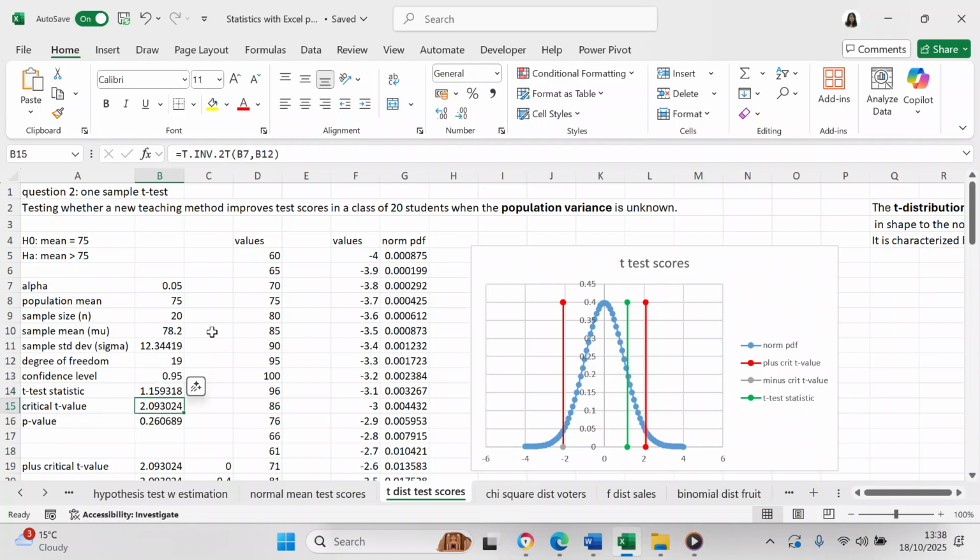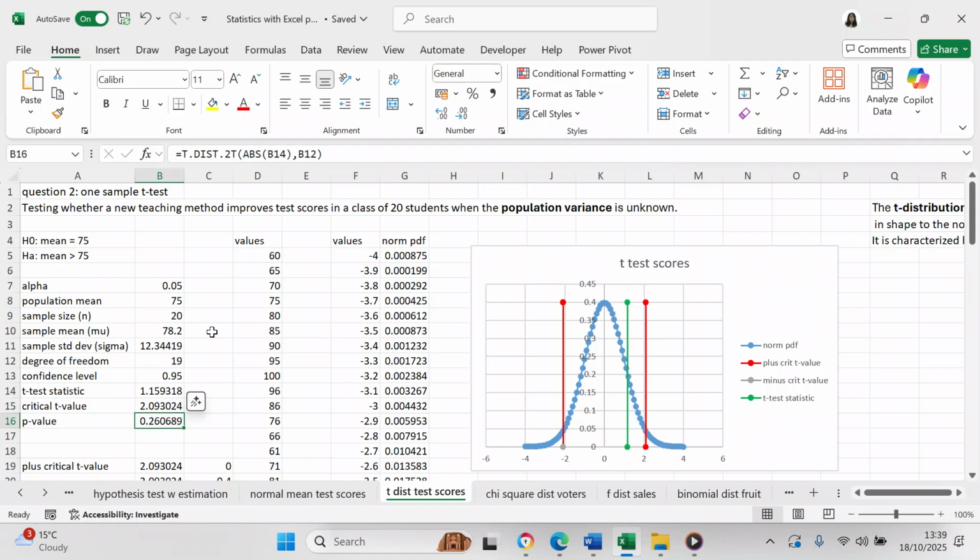Our critical t-value is T.INV.2T. 2T means it's two-tailed. B7 is your alpha, that's 0.05, and B12 is your degree of freedom, and so that gives you a critical t-value of 2.09. And then your p-value is T.DIST.2T. So again, the T means it's a t-distribution, and the 2T means it's two-tailed. So ABS B14 is your t-test statistic, and B12 is your degree of freedom. So you've got a p-value of 0.26.